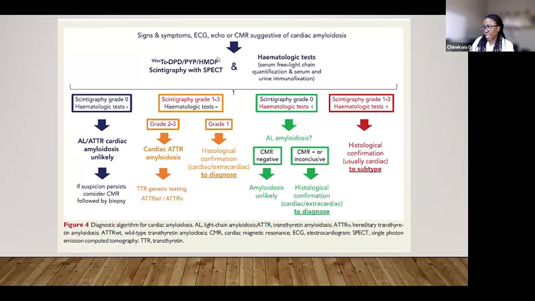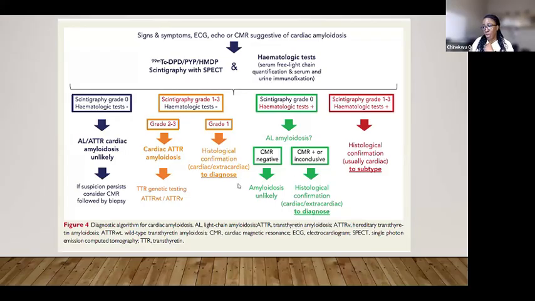So basically, this is that flow chart. If you suspect it, offer them, this is out of the ESC's recommendation, a bone scan and a hematologic test. The bone scan may not be freely available or easily available in our climate in sub-Saharan Africa or in low and middle income countries. Hematologic tests we certainly can do: serum and urine electrophoresis and immunofixation.